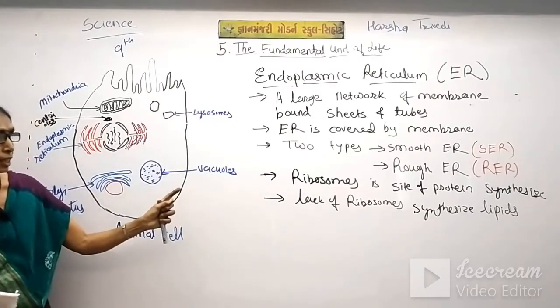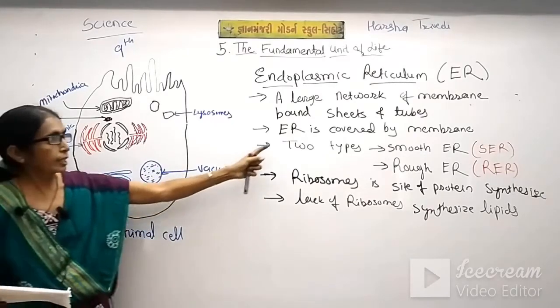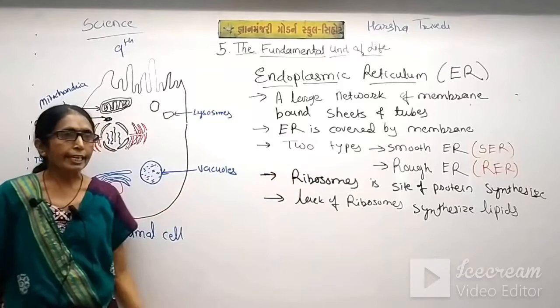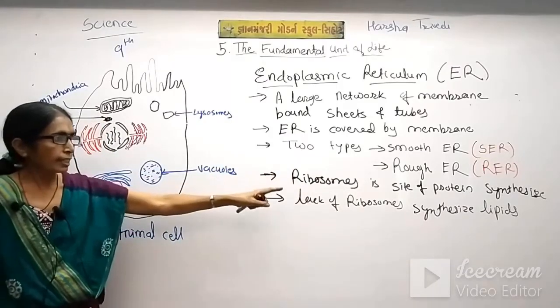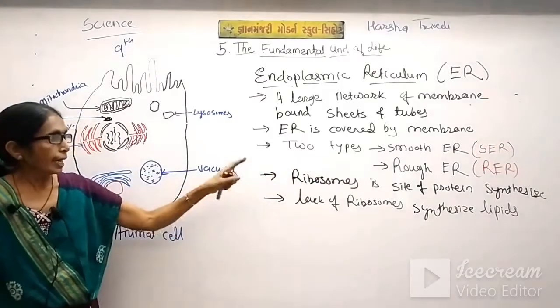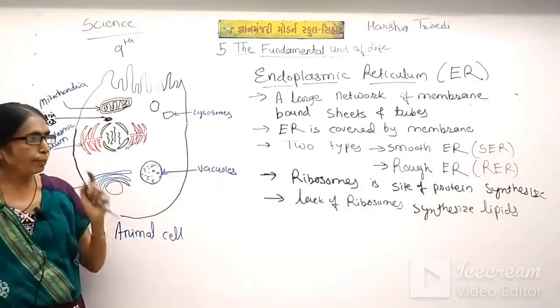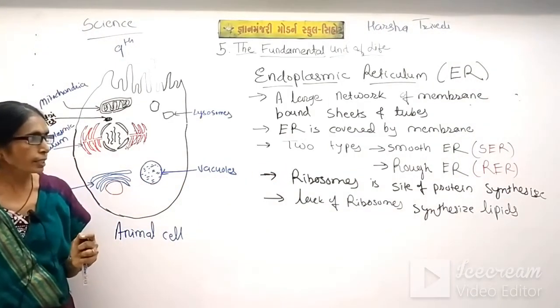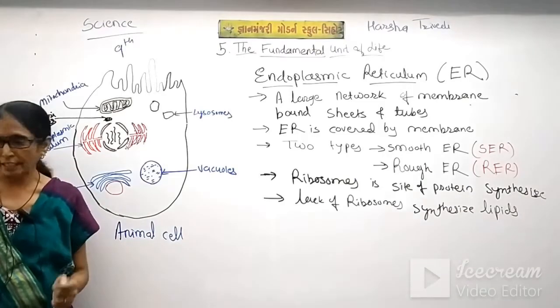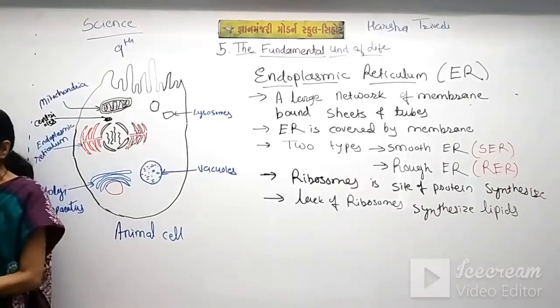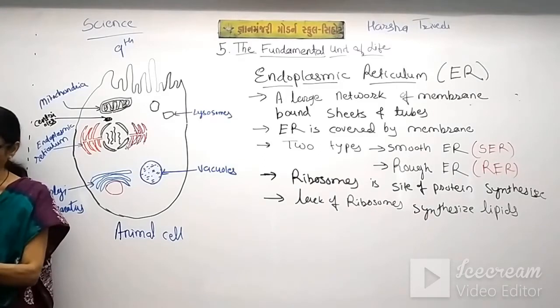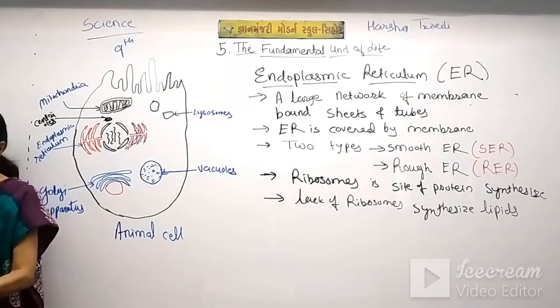So this is the difference between SER and RER. SER synthesizes lipids, and RER, which means rough endoplasmic reticulum, is the site of protein synthesis. Okay students? So this is the function of ribosomes.